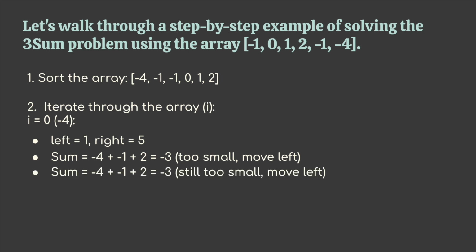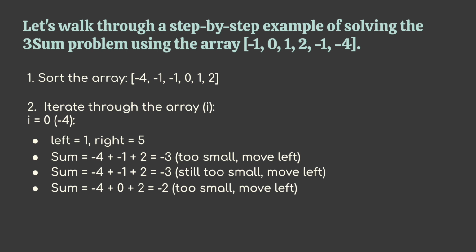Our next sum is -4, -1 again, plus 2 gives us -3 again. This is because -1 is a duplicate number in our sorted array. This is still too small, so we move the left pointer again. Our next sum is -4, 0, 2 equals -2.